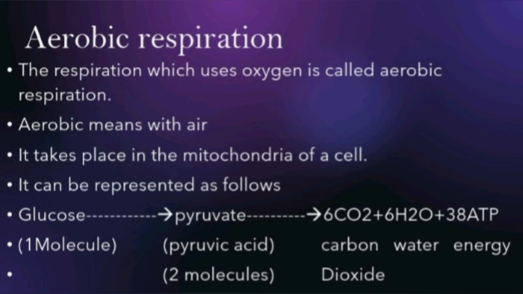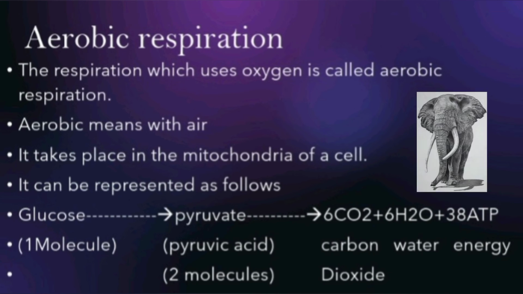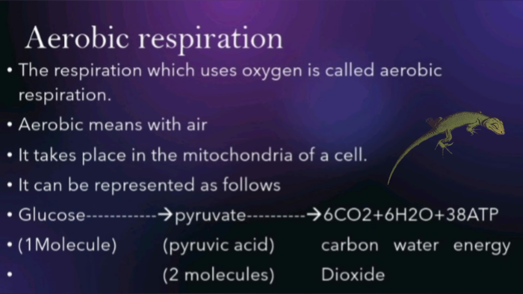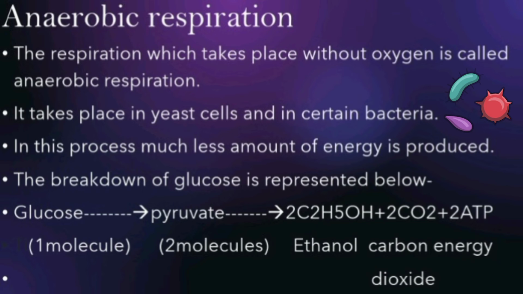So all the organisms which obtain energy by aerobic respiration cannot live without oxygen. This is because if there is no oxygen, they cannot get energy from the food which they eat. Examples of organisms which perform aerobic respiration are humans, dogs, cats, lions, elephants, cows, buffaloes, goats, deer, birds, lizards, snakes, earthworms, frogs, fishes, etc. Now let's come to anaerobic respiration.